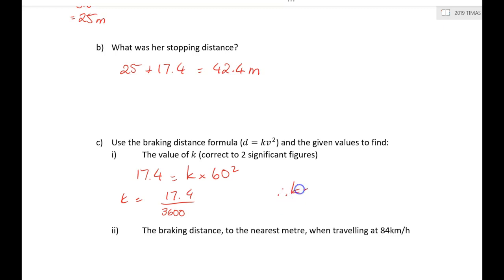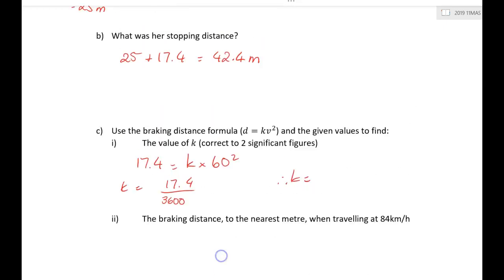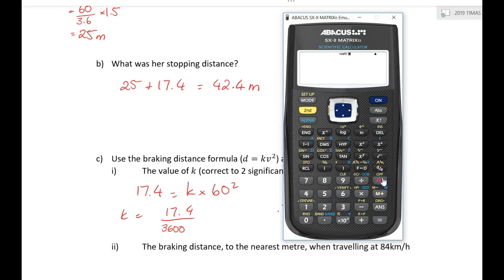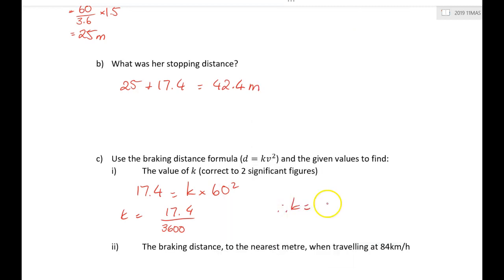Therefore, k equals 17.4 divided by 3,600 equals 0.0048. Two significant figures. Don't worry about units, but that is two significant figures. We didn't have to round up to a 9, and these zeros at the beginning aren't significant figures.